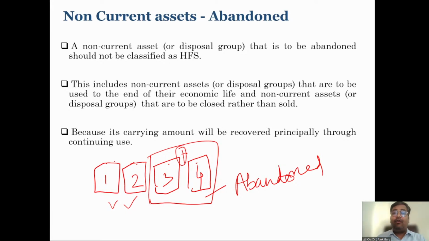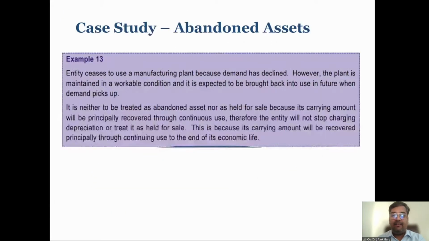So a non-current asset or a disposal group which is to be abandoned should not be classified as held for sale. For example, a factory is abandoned. There are 3 factories. The company has stopped production in 1 factory and is continuing with 2 factories only. That is an abandoned factory, an abandoned disposal group, but it is not classified as held for sale. This includes non-current assets that are to be used to the end of their economic life. The intent is to use, and non-current assets that are to be closed rather than sold, because their carrying amount will be recovered principally through continuing use, not through a sale. Clear?